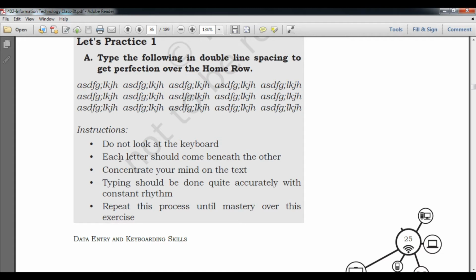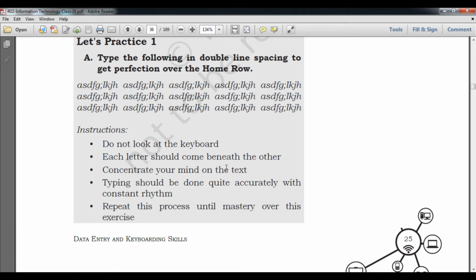The next point: every letter should come below the letters above. You can see in this example, whatever word is written, the next word has come just below it. No need to shift the letters slightly right or left. It should be just below that particular letter. Now concentrate your mind on your text. While you're typing, concentrate on what you are typing, because you are feeding the information into your mind, how to type and how to get perfection in this practice.